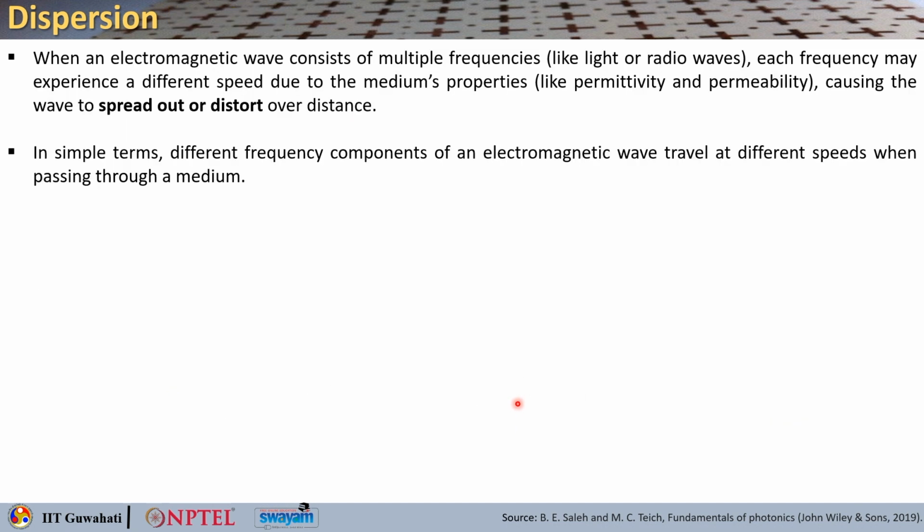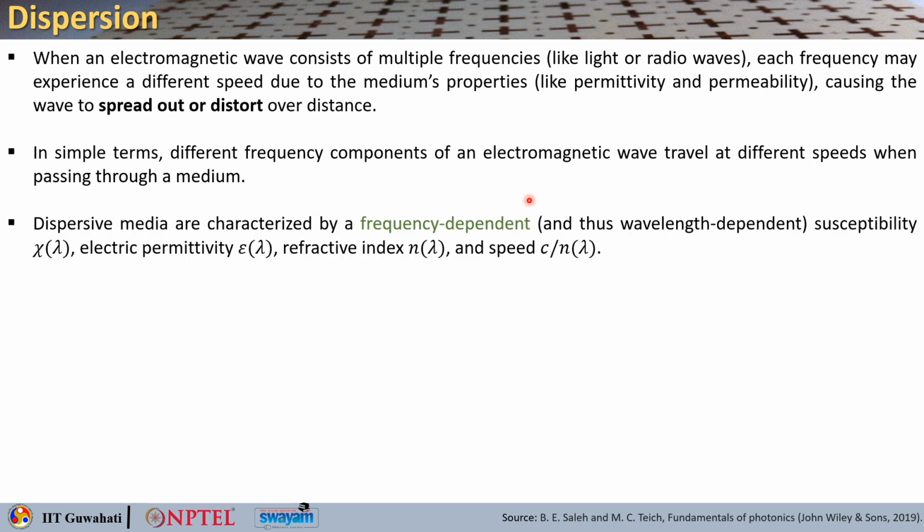by dou k. So, when an electromagnetic wave consists of multiple frequencies, and that is the case in light or radio waves, each frequency will experience a slightly different speed due to the medium's property, something like permittivity and permeability, causing it to spread out or distort. Or you can say in simple terms that different frequency components of an electromagnetic wave will travel at different speeds when they are passing through the medium, and that is basically the property of a dispersive medium.